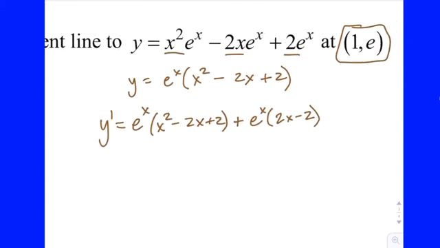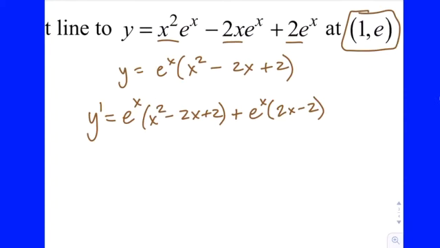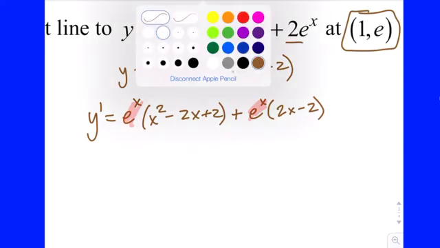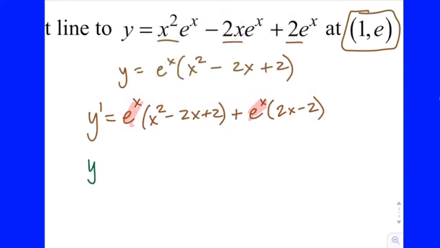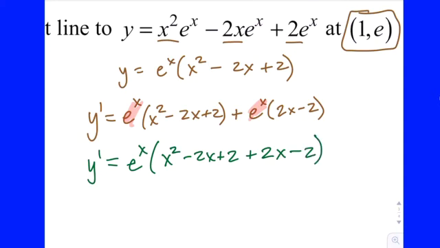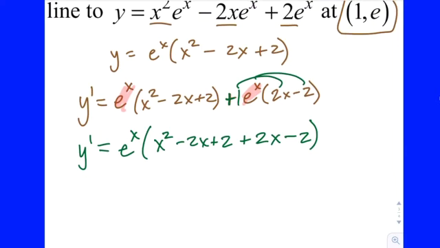Okay, so now I want to find the slope at the point (1, e). Is it worth factoring out the e to the x again? I don't know if it is. I'm going to try it, just for fun. If I factor out that e to the x, I'm left with x squared minus 2x plus 2. If I factor out that e to the x, I'm left with a plus 1, which I distribute and expand out and get 2x minus 2. Because this is a plus 1 right there, when I factor it out, I can distribute the plus 1, so I'm just left with that.